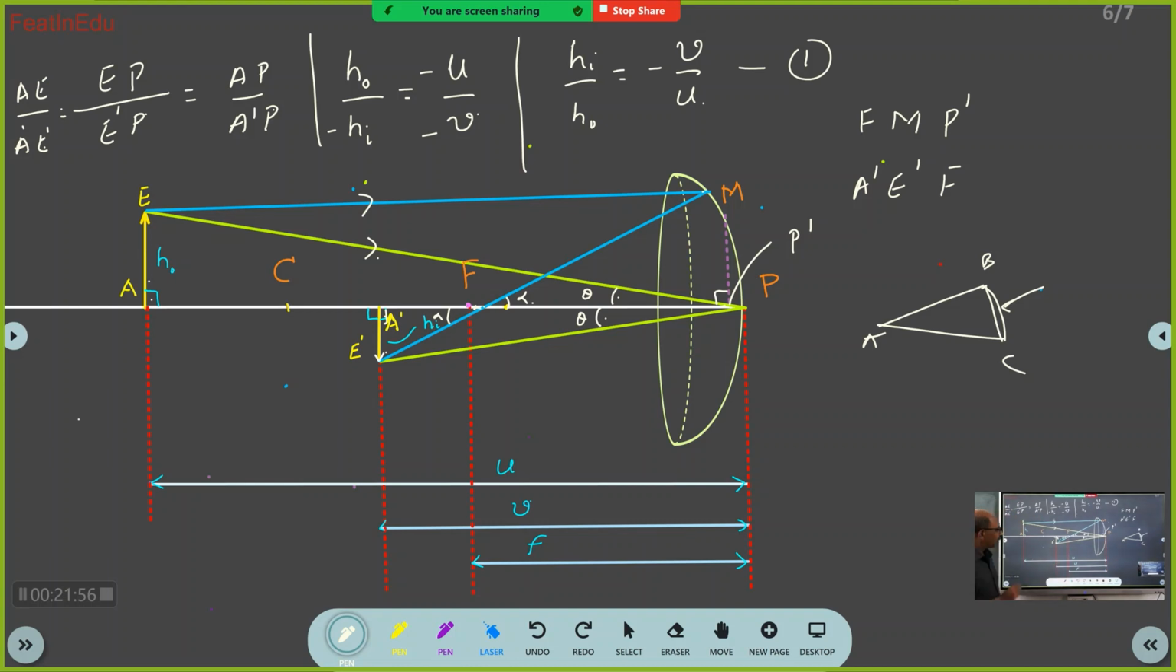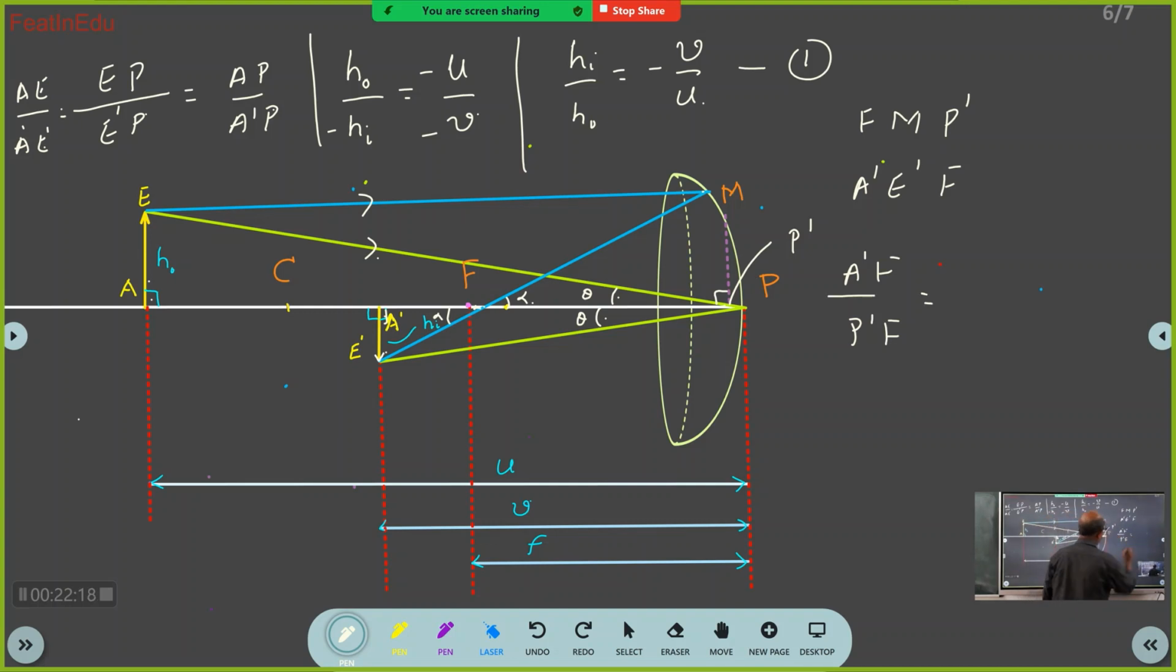Understood now? So we have two triangles which are similar now. Okay, and now, in these two triangles which are similar, again I will establish the condition. What is that? A dash F. This one. Okay, and other one is what? P dash F. Got it? Yes, sir.